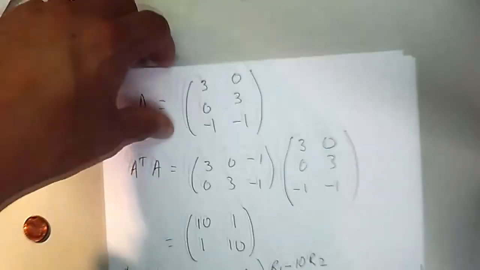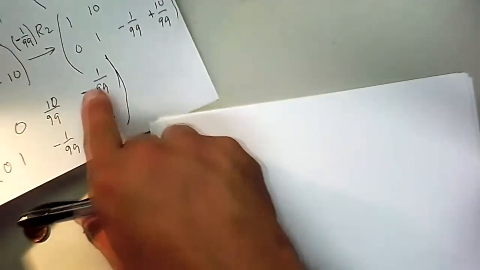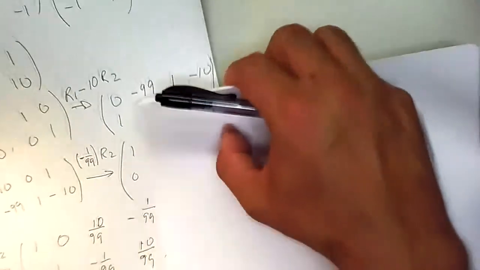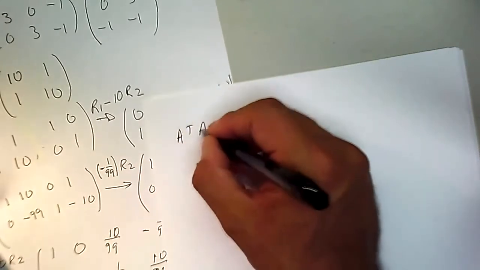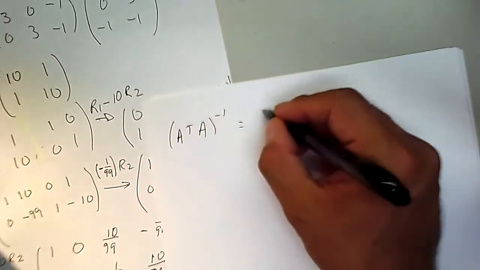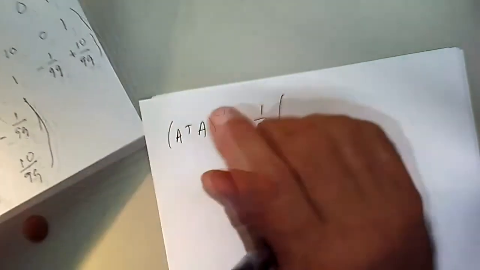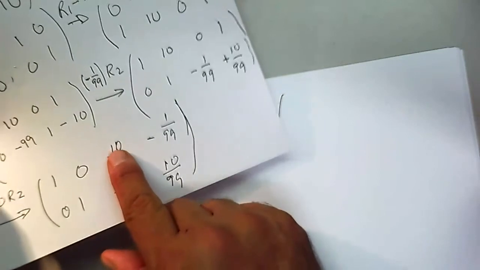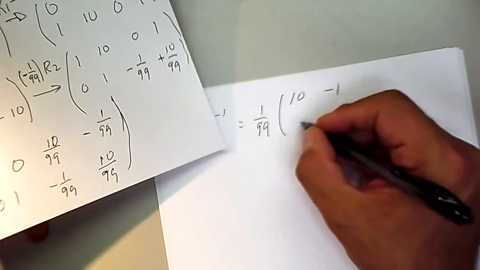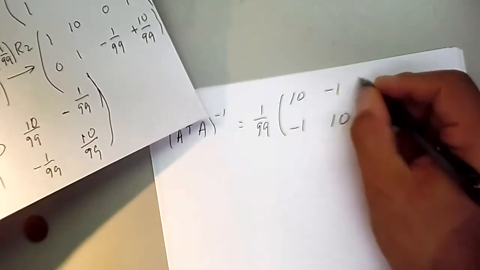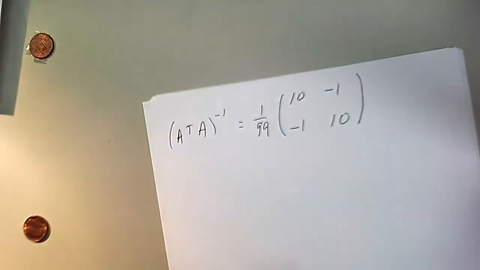So based on that, we can factor out the 1 over 99. So according to that, A transpose A inverse is equal to 1 over 99 times, factoring out the 1 over 99, 10, negative 1, negative 1, 10. Okay. So apparently that is our inverse.